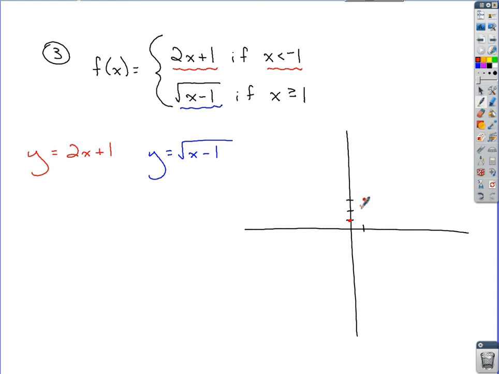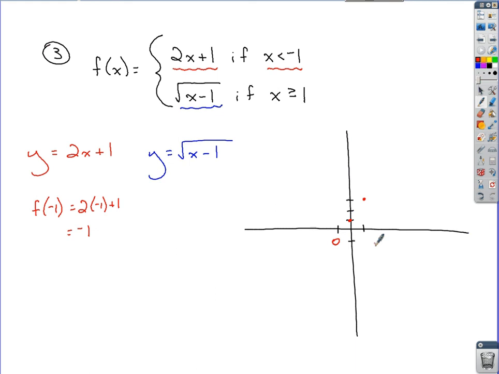But if I throw in the x is less than negative 1, let's plug that in. Let's plug in negative 1. If I plug in negative 1 to that function, I've got 2 times negative 1 plus 1. So f of negative 1 is going to be negative 1, right? So maybe another key point to plot here would be at negative 1, negative 1. So that's going to be down here. Now, is that going to be an included point or not? Since it's just less than, it's going to be open, right?